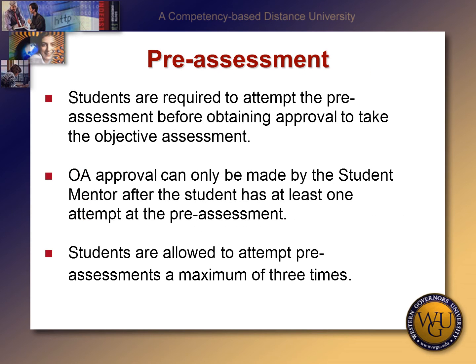For the OA, you have a pre-assessment. And students are required to attempt a pre-assessment before they get approval from their student mentor to take the objective assessment. OA approval can only be made by a student mentor after the student has completed at least one attempt at the pre-assessment. And it is highly recommended that you don't try and take the final until you've passed a pre-assessment. That's a very big indication as to whether or not you're ready to pass that material and demonstrate competency. If you're not passing pre-assessments, it's time to get a hold of that course mentor and start bringing your team together to help you be successful before you take the OA.